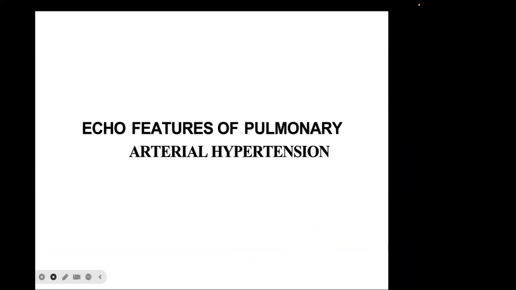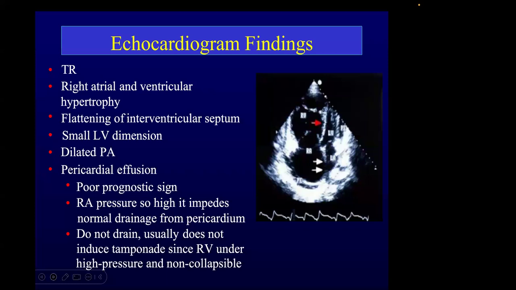Echo features of pulmonary arterial hypertension. Echocardiogram findings: tricuspid regurgitation, right atrial and ventricular hypertrophy, flattening of intraventricular septum, small LV dimension, dilated PA, pericardial effusion. Pericardial effusion is a poor prognostic sign. RA pressure is so high it impedes normal drainage from the pericardium. Do not drain usually; it does not induce tamponade since the RV is under high pressure and non-collapsible.